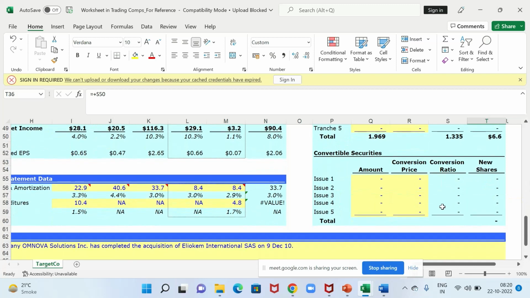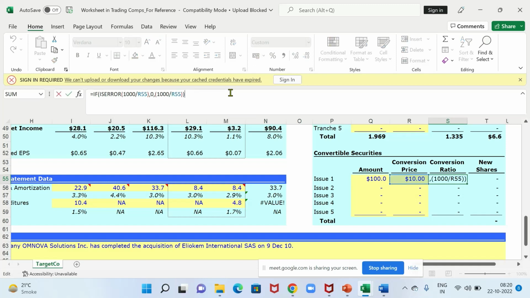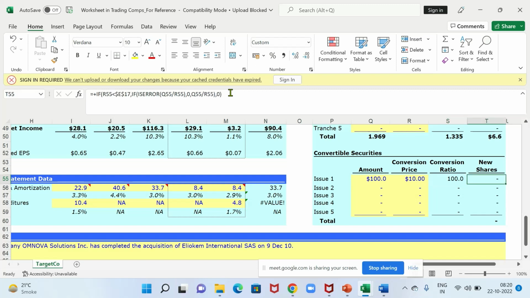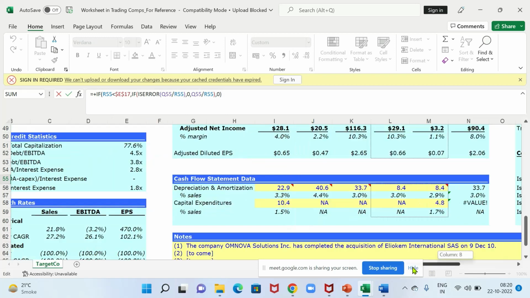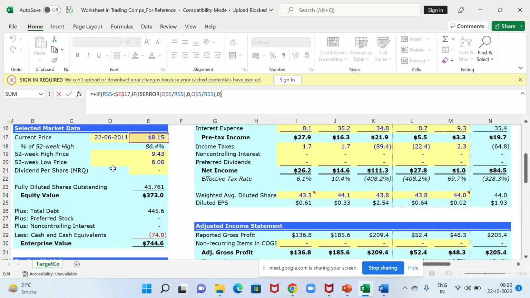Suppose I have 100 million as the amount over here. Conversion price currently is say 10. So what is the number of new shares I would be issuing? My formula says if my conversion price, which is RF55, is lower than E17, E17 is basically my share price.